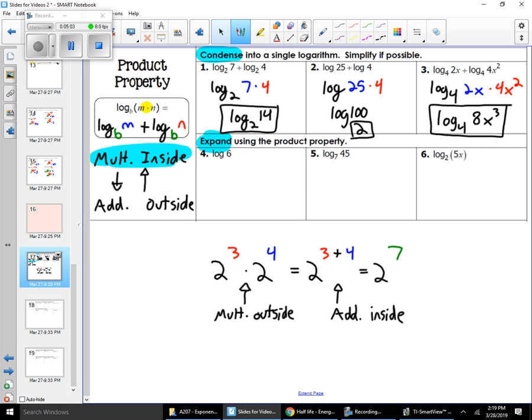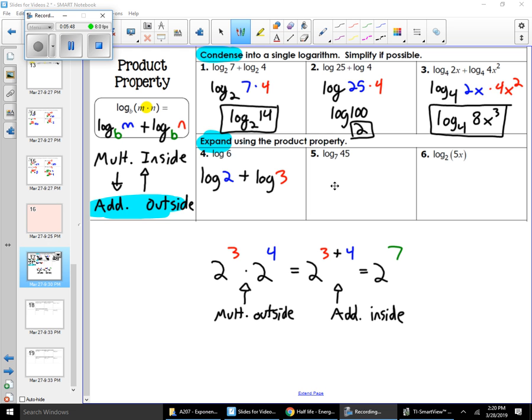So again, addition on the outside became multiplication inside. So that's condensing, turning two logarithms into a single logarithm. We also want to be able to expand, turning one logarithm into many logarithms. For 4 here, log base 10 of 6. Remember, if there's no base written, that's a base 10. Well, 6 is the same thing as 2 times 3. So that's multiplication inside. I can turn that into addition outside. Log of 6 is the same thing as log base 10 of 2 plus log base 10 of 3.